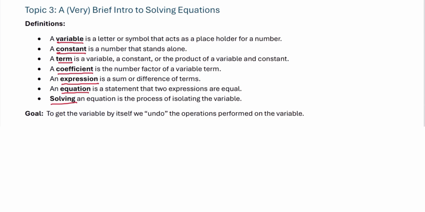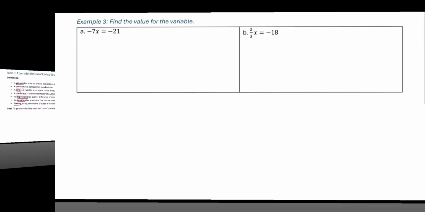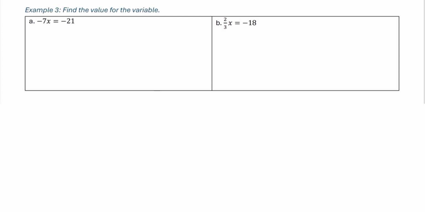Solving an equation is the process of isolating the variable. To get the variable by itself, we undo the operations performed on the variable. In these examples, we want to find the value of the variable.